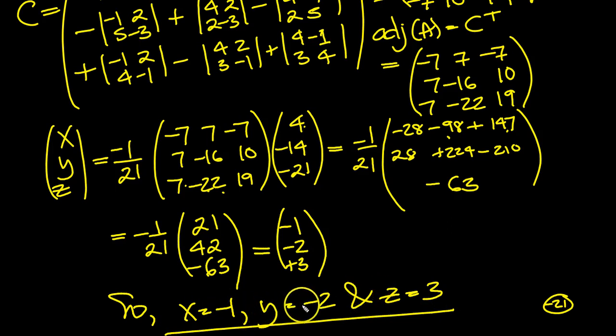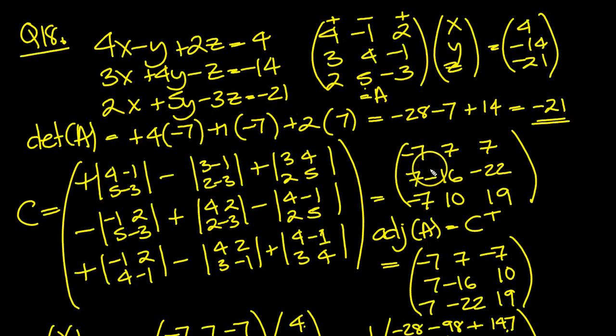Final check. Minus 1, minus 2, and 3. So let's go back up and check that. Minus 1, minus 2, and 3. Minus 4 plus 2 is minus 2. Plus 6 is 4. Minus 3. Minus 8 is minus 11. Minus 3 is minus 14. And minus 2. Minus 10 is minus 12. Minus 9 is minus 21.